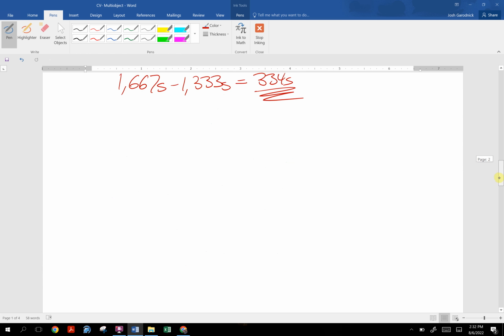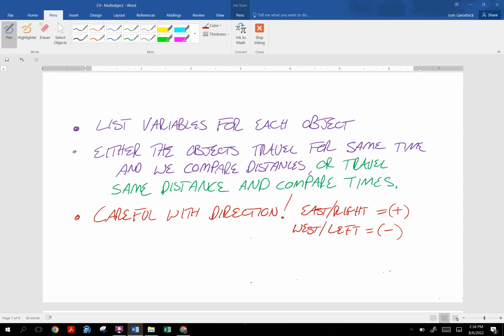One quick summary here. The general strategy is that you want to list your variables for each object. Please remember that I listed the variables for each object before even trying to fill in numbers. Don't be a number hunter. Get organized first. And then when it comes to these kind of problems, the objects are either traveling for the same amount of time and we compare the distances, or they're going to travel the same distance and we compare the times. There's not much else we could do with these constant velocity problems.